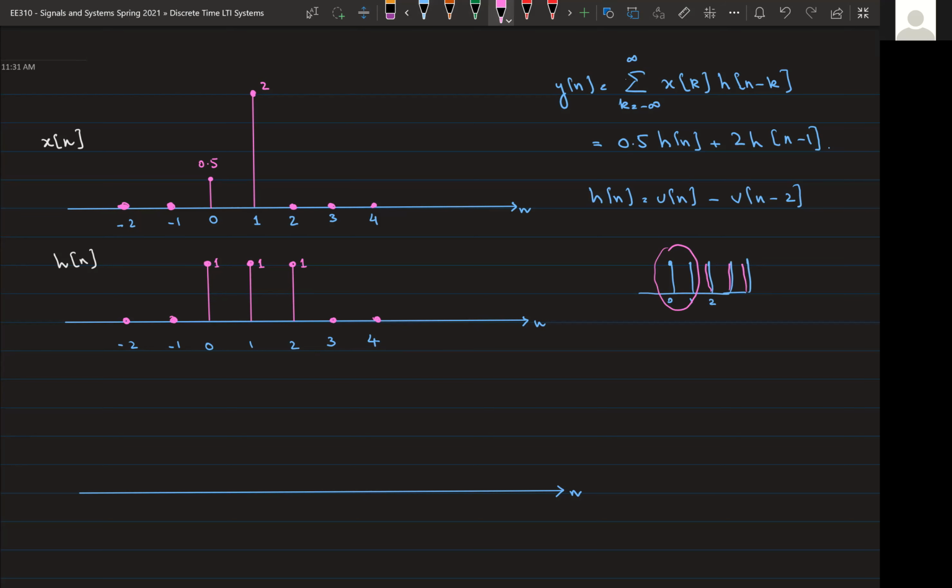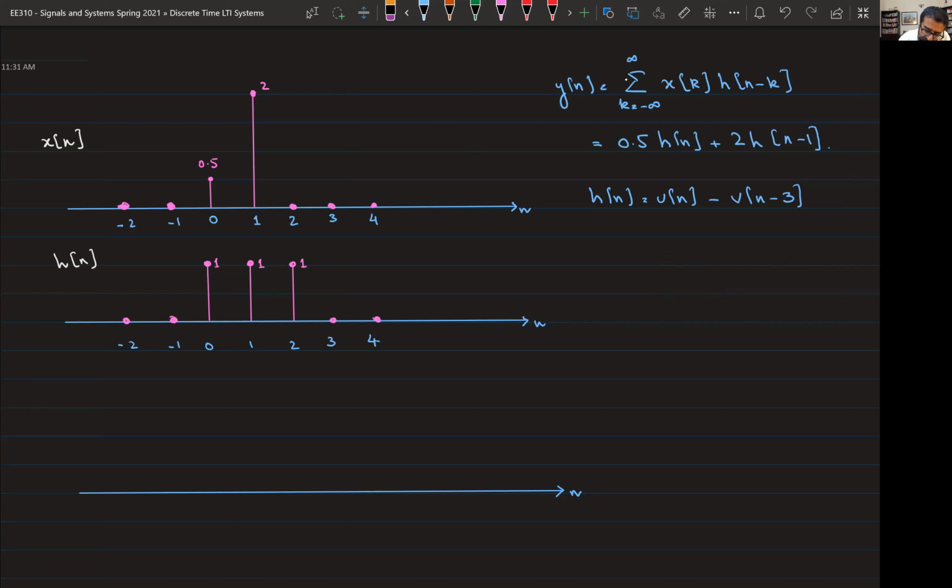We'll make it minus 3. Yes, Manur? Sir, right now we are drawing y of n, right? No, right now Daniel pointed out, why don't I use this for h of n? Okay. Right? So going back, this is a common mistake. So this is n minus 3, right? It's not n minus 2.